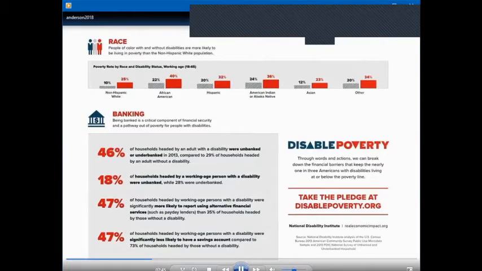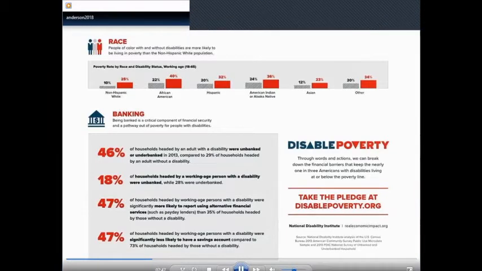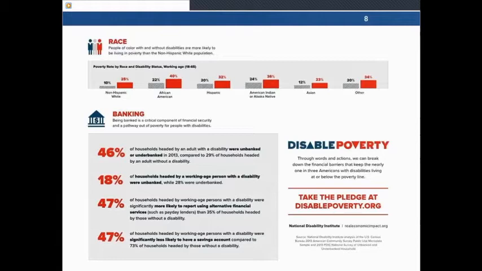18% of households headed by a working age person with a disability were unbanked, while 28% were underbanked. 47% of households headed by working age persons with a disability were significantly more likely to report using alternative financial services, such as payday lenders. And additionally, 47% of households headed by working age persons with a disability were significantly less likely to have a savings account compared to their counterparts without disabilities.